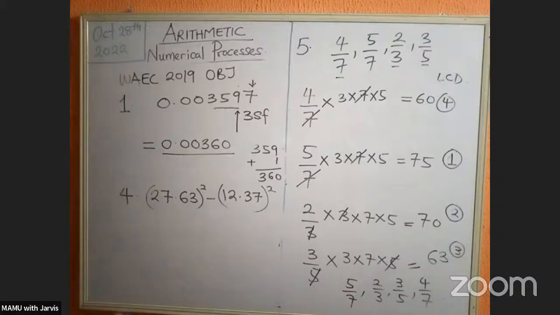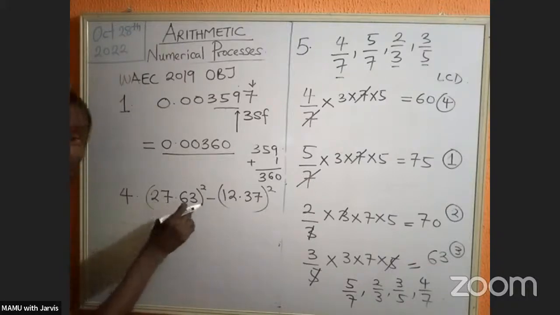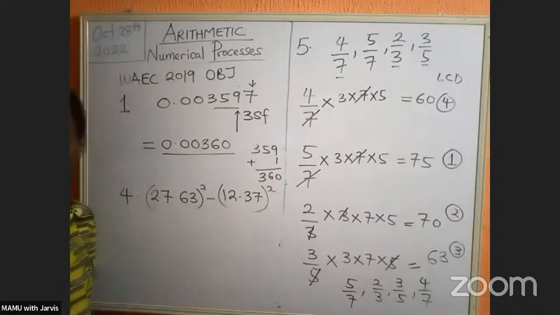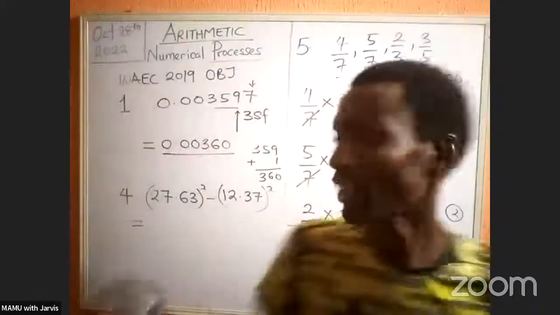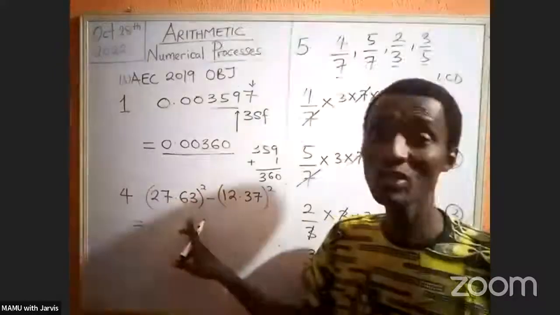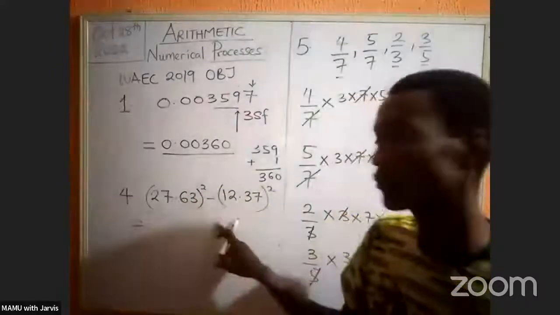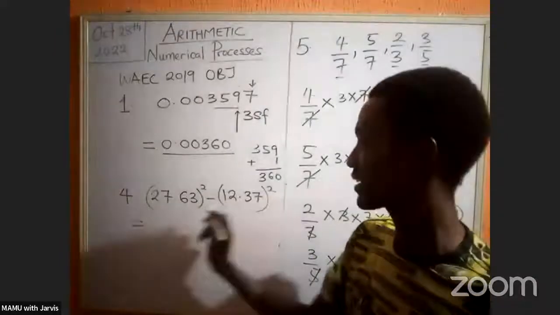All right. Now, 27.63 squared minus 12.37 squared. So how do you do that? Now, we're going to be borrowing knowledge from other areas, because sometimes questions are not absolutely on their own. If you look at this carefully, there's a squared here, there's another squared here, and there's a minus.